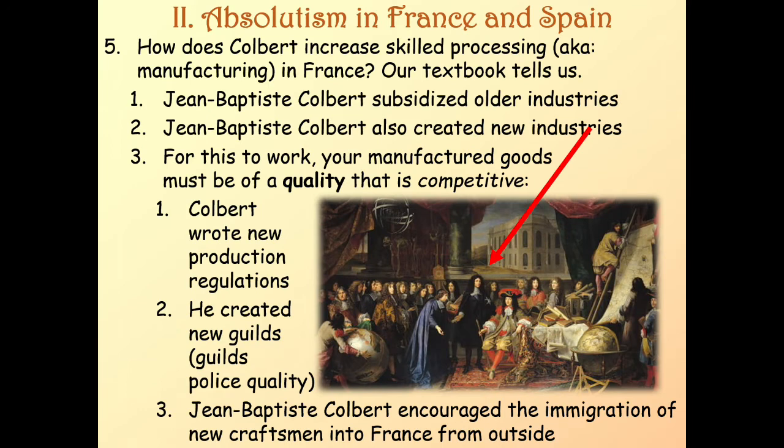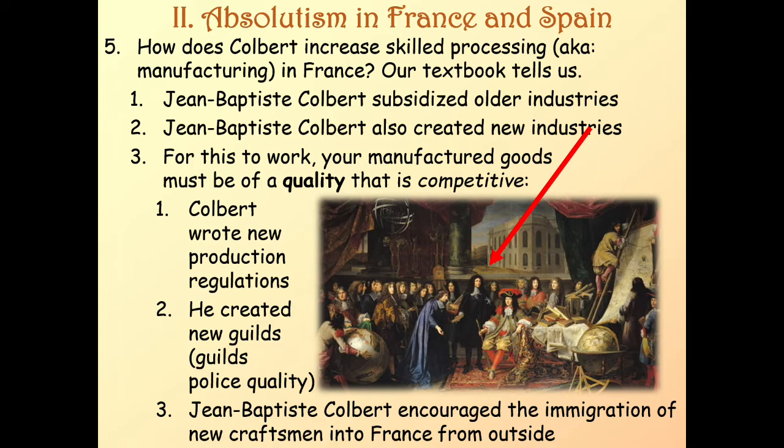So how does Colbert increase skilled processing? Because like I said, if you're going to reach that most sophisticated level of mercantilism and actually turn your cheap imports into expensive exports, you need skilled processing. So how are you going to increase skilled processing? Well, our textbook tells us this. One of the things that Jean-Baptiste Colbert did was he would subsidize older industries, because it's all about industry. And then Jean-Baptiste Colbert also created new industries.